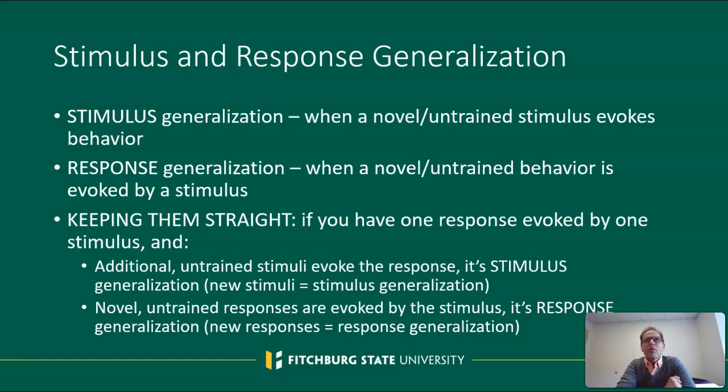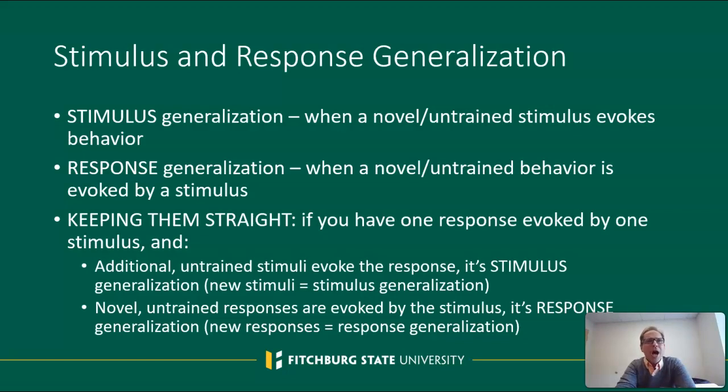If you have one response evoked by one stimulus, let's say we've got that situation. We've got one response, it's evoked by one stimulus. And additional untrained stimuli evoke that response, it's stimulus generalization. New stimuli makes it stimulus generalization.